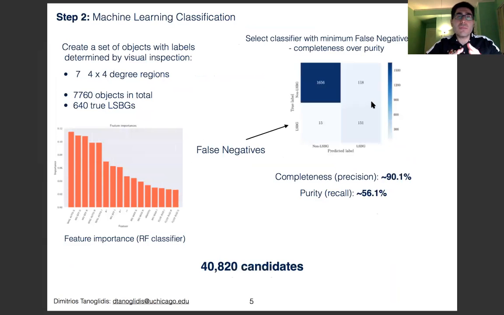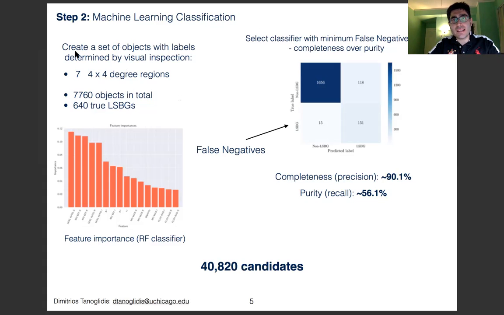So the second step we took to create that catalog was to use a machine learning classifier. Of course, the problem was that we didn't have labeled data. So in order to get some labeled data, we inspected smaller regions on the sky, like 4 by 4 square degrees, and inspected all the objects that were passing the previous criteria. So we created a training set that had almost 8,000 objects, and out of them, almost 700 were low surface brightness galaxies.